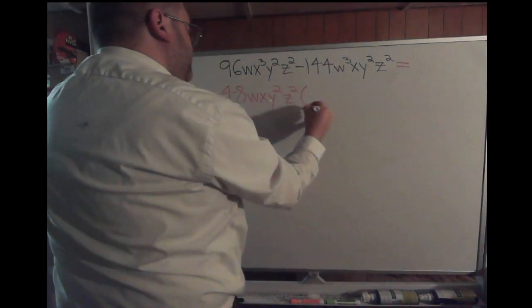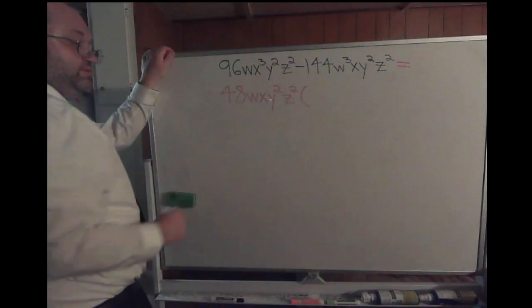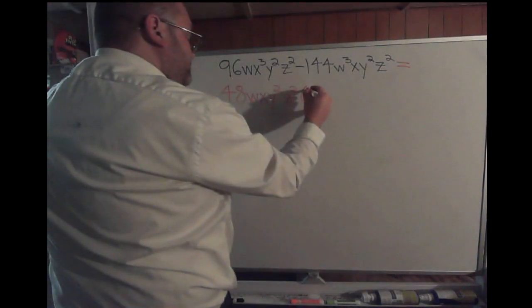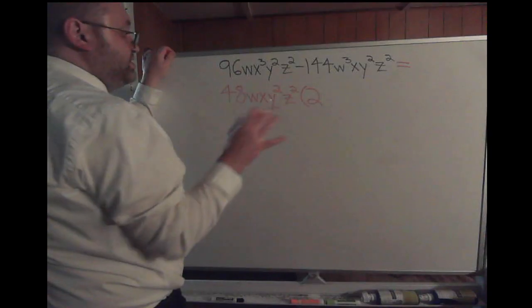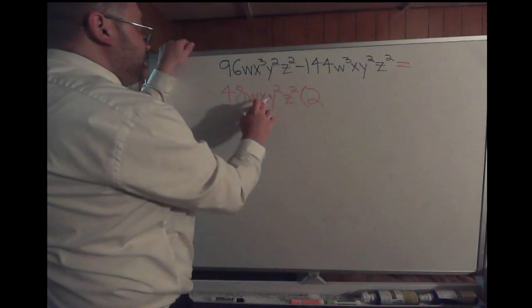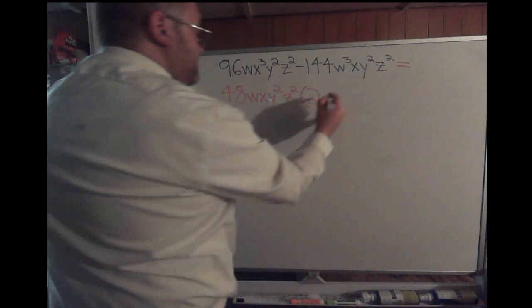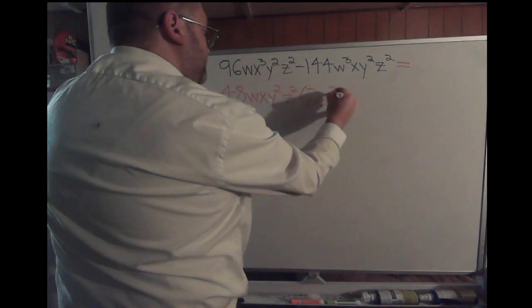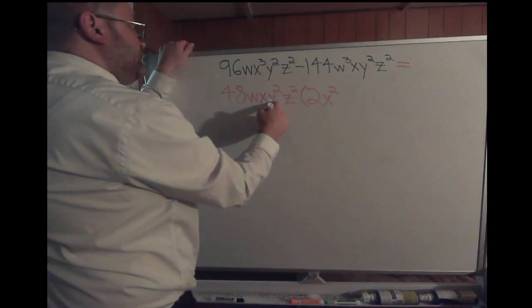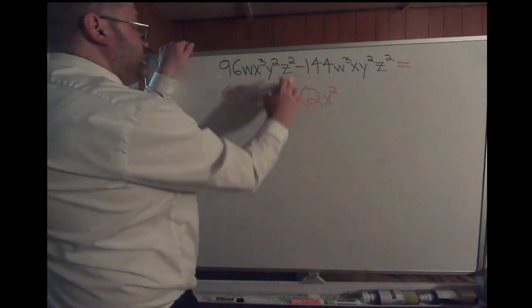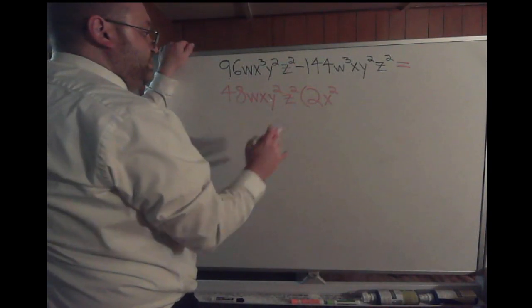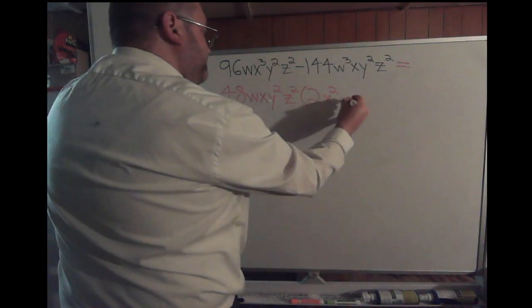Now you form your parentheses. 48 times what equals 96? That'd be 2. W times what equals w? 1, so don't worry about that. X times what equals x to the third? That'd be x to the second. Y to the second times what equals y to the second? That'd just be 1. Z to the second times what equals z to the second? That'd just be 1, so we're done there.